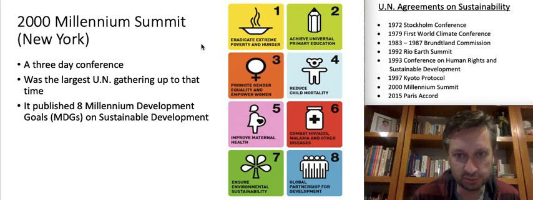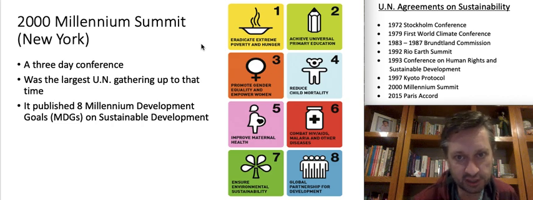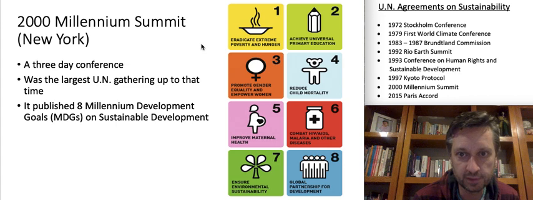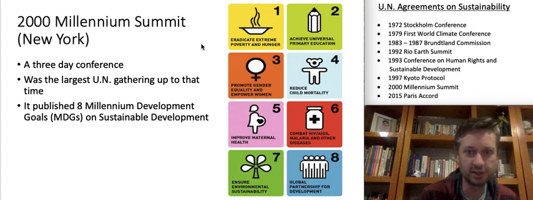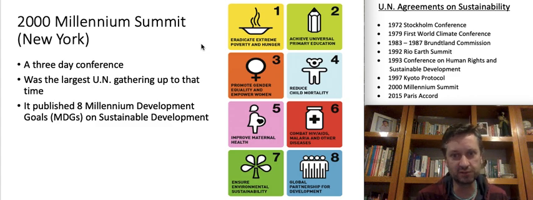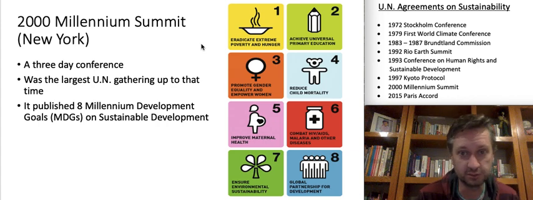So I hope it's visible. These are the nice little graphics that were produced at the time. I'll read them out one by one. So number 1, the eradication of extreme poverty and hunger. Number 2, achieving universal primary education for all children. Number 3, the promotion of gender equality and the empowerment of women, which we'll see is very important in terms of population control when we get to topic 8. Number 4, reduction of child mortality.